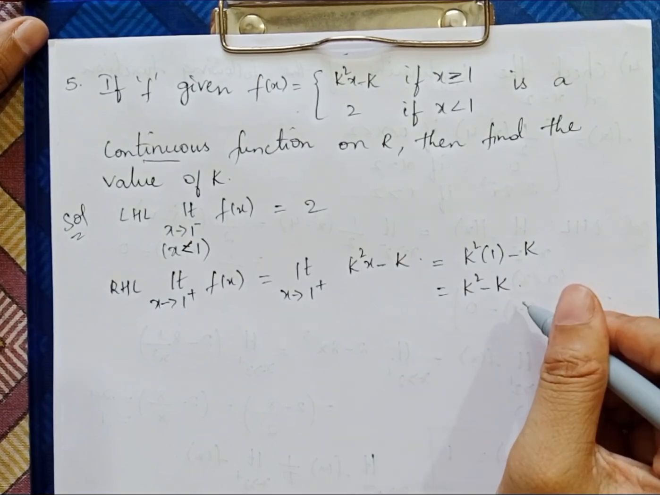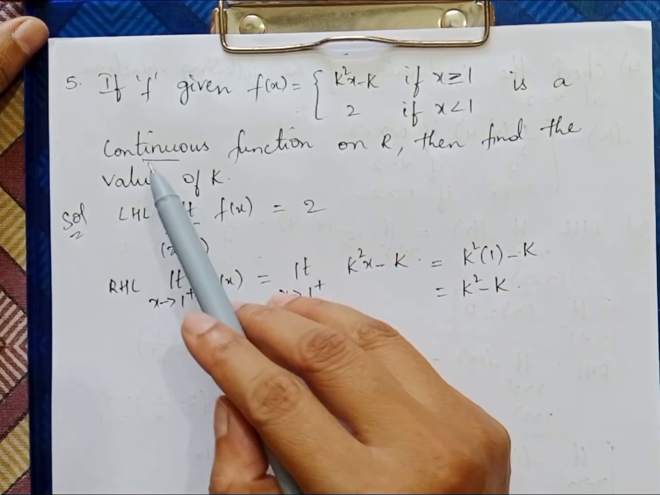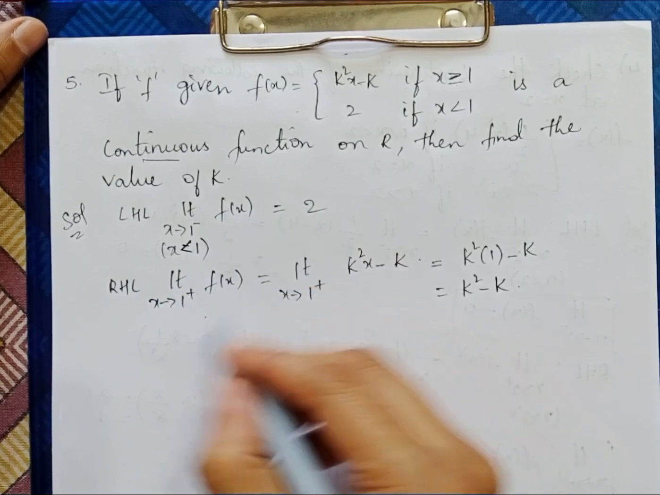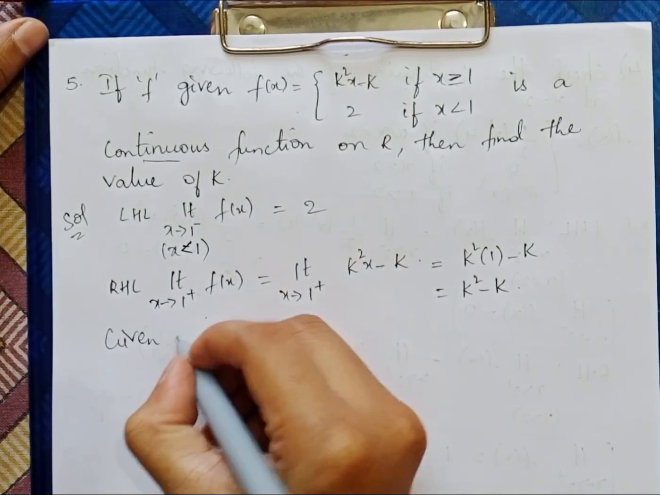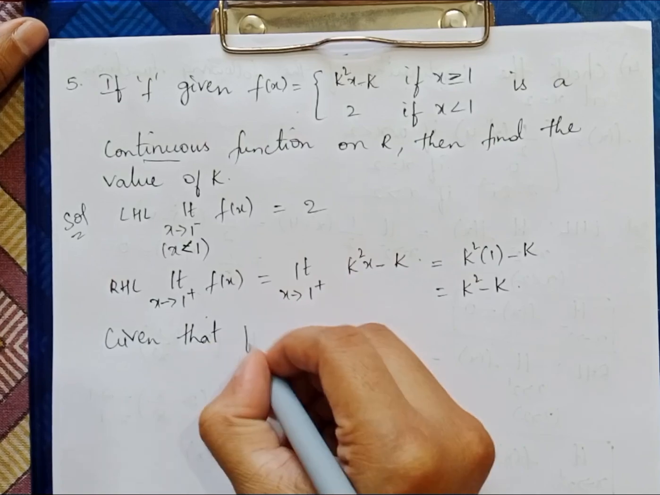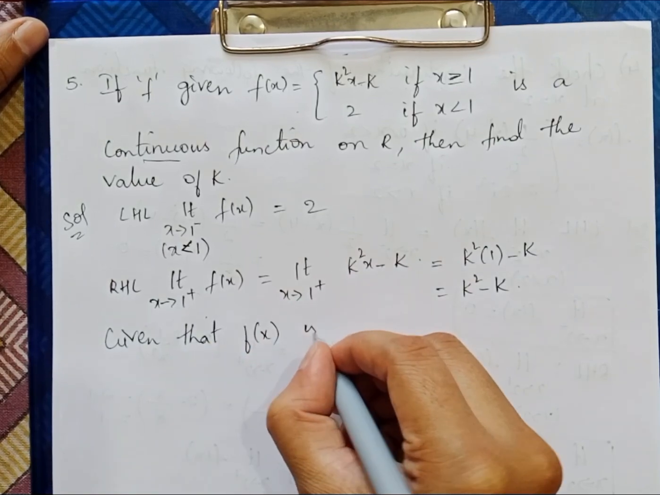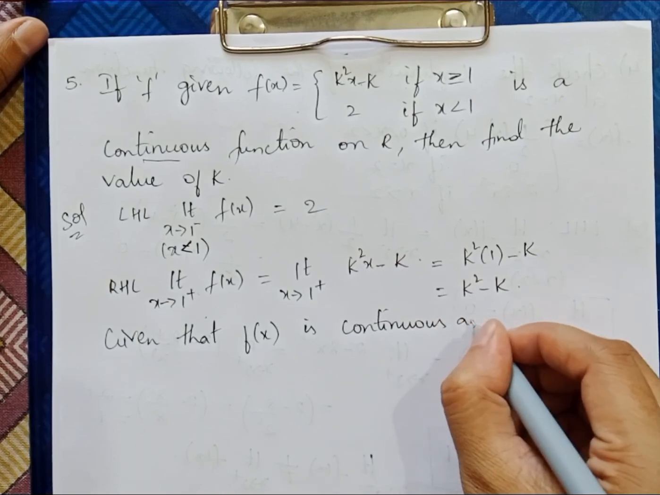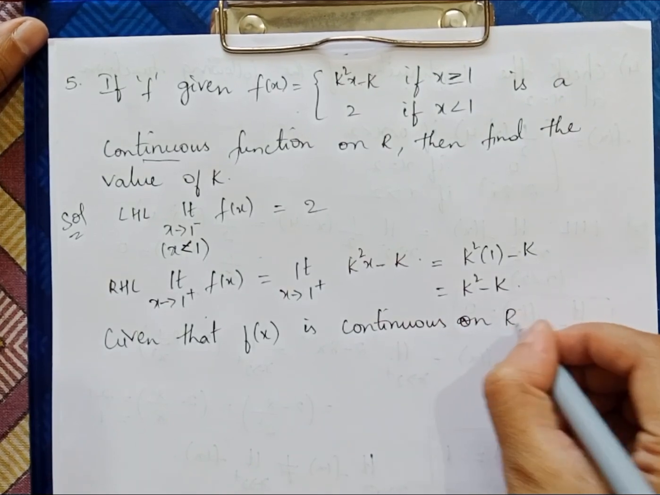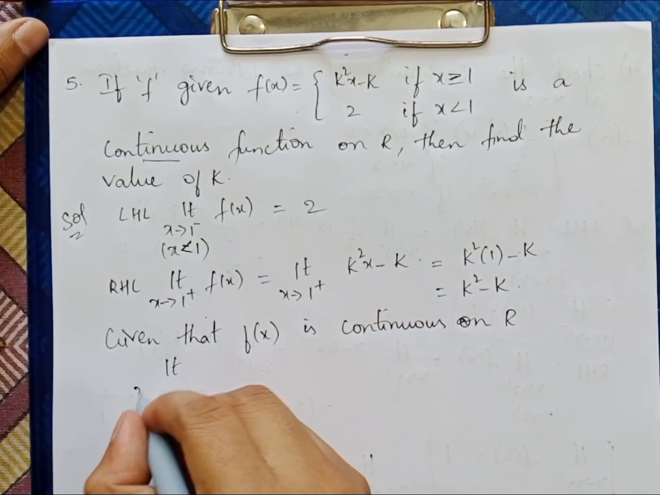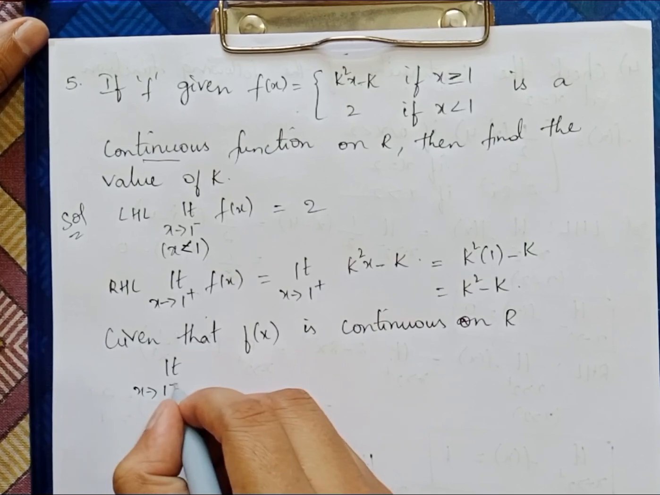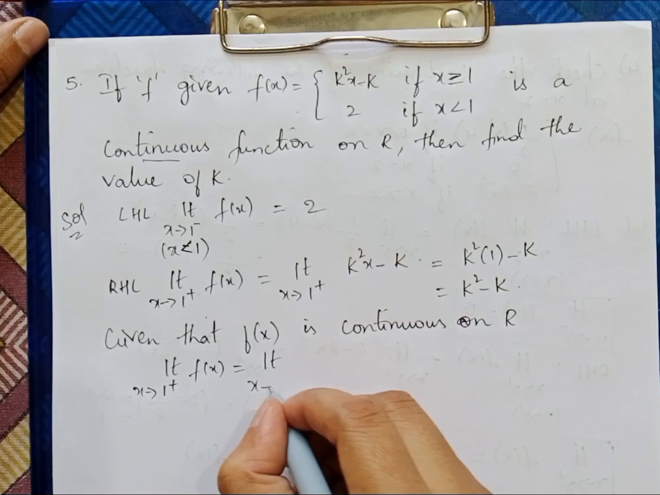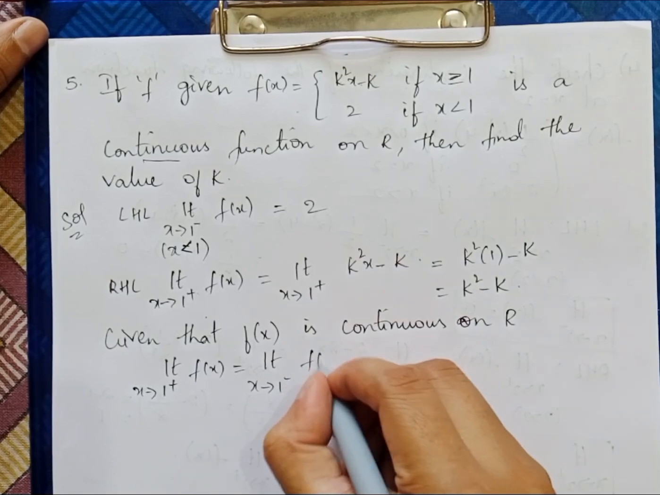Now we have to find the value of k. It is given that it is a continuous function, so we can equate these limits, right? Given that f of x is continuous on R, so limit x tends to 1 positive f of x is equal to limit x tends to 1 negative f of x.